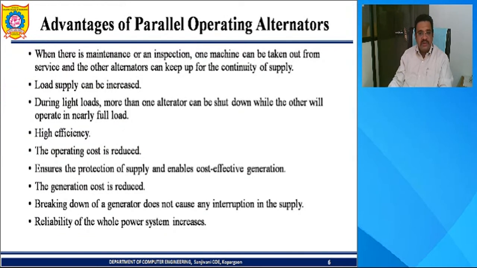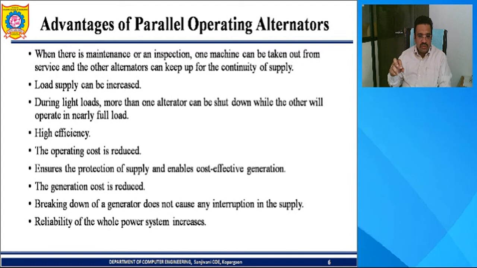So why are we doing this? There are a few advantages. The advantages of parallel operating alternators: when there is maintenance or inspection in your plant, one machine can be taken away from the group of machines for service, and the other alternators are kept running continuously to supply the load. Load supply can be increased. Depending on your requirement, you can add or delete the number of alternators.